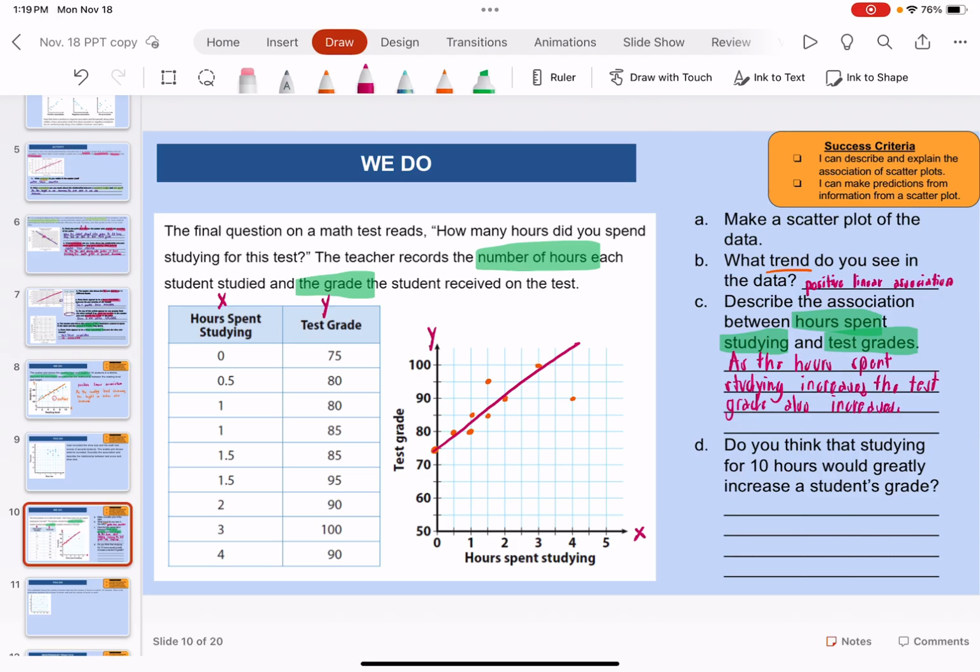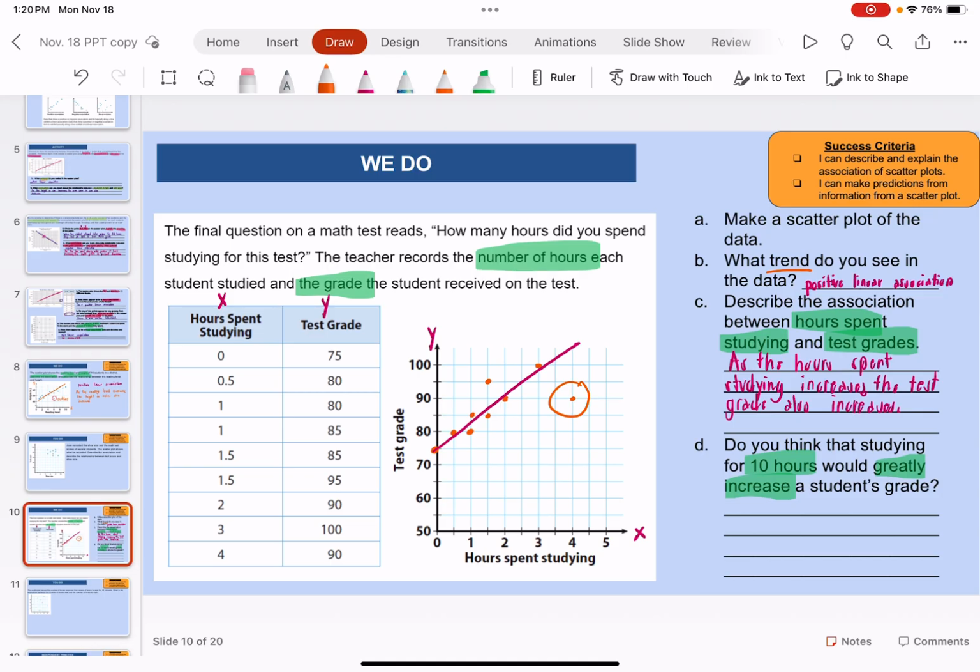Okay, so let's answer D. So D is saying, do you think that studying for 10 hours would greatly increase a student's grade? So I know in class there was a lot of confusion about this because usually, and according to this association that we see, the more hours that you spend studying, the test grade would also improve. But as you can see right here in this outlier, 4 hours of studying is the most that a student studied in this class, and they only made a 90. The highest grade in the class was 100, but that student only studied for 3 hours.